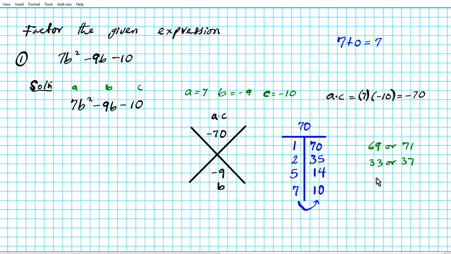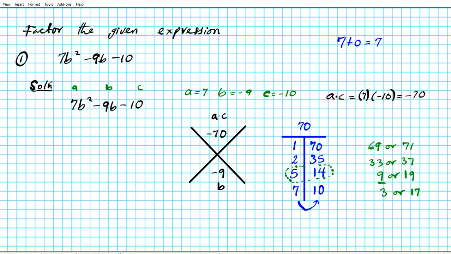5 and 14, if you subtract, you get 9. If you add, you get 19. 7 and 10, if you subtract, you get 3. If you add, you get 17. So which of these pairs yields 9 plus or minus 9? 5 and 14, you see this 9 right here? This is our target pair.